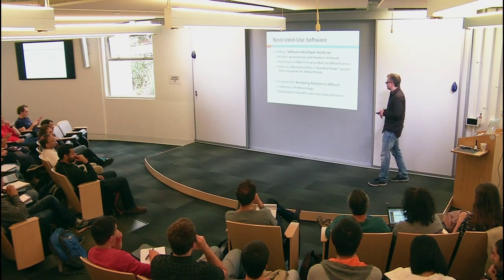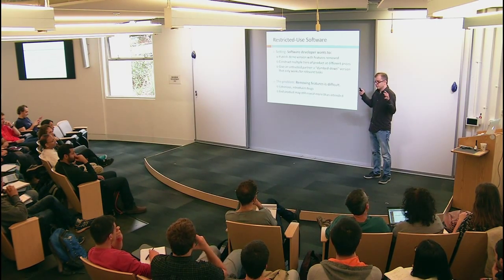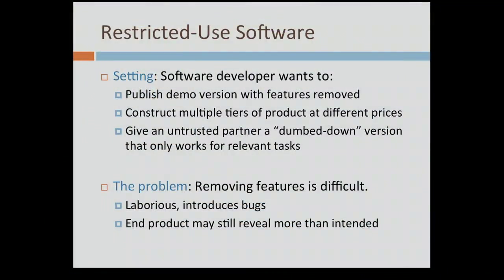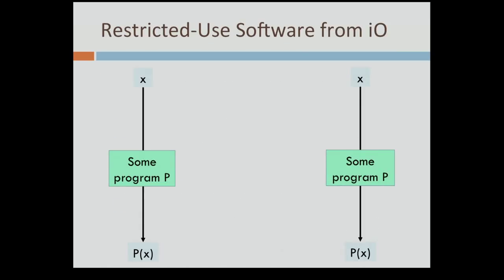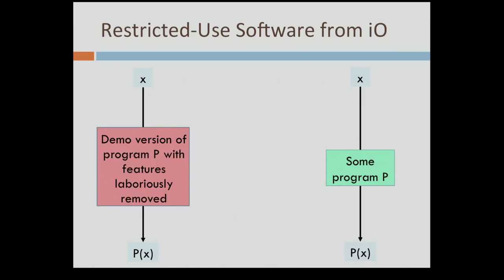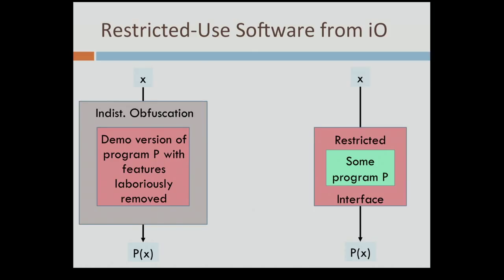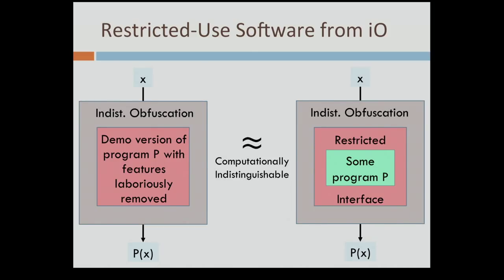Writing software is difficult, so if you just try to manually remove functionalities from the software, it's not clear that you'll do that very well. You might still leak a lot of what you wanted to hide. But with I/O you can take a different approach. Instead of laboriously removing the functionality by hand, you can provide some sort of interface around the program that screens inputs that you don't want to respond to. And if this has the same functionality as what you intended, then these are computationally indistinguishable.